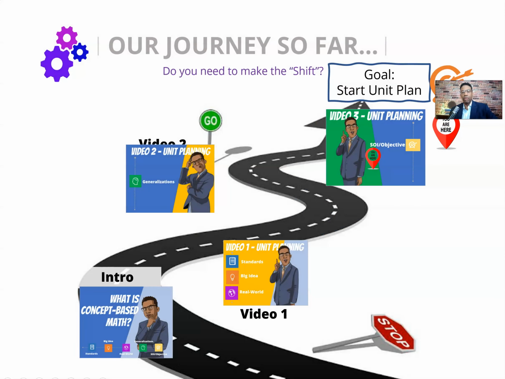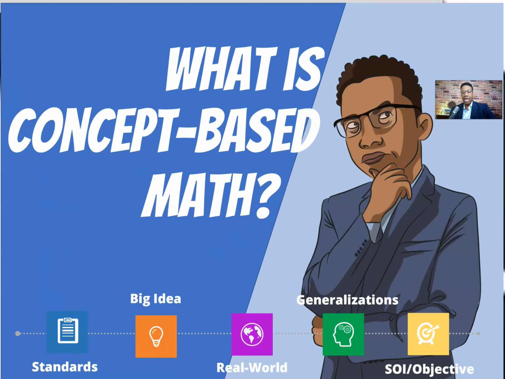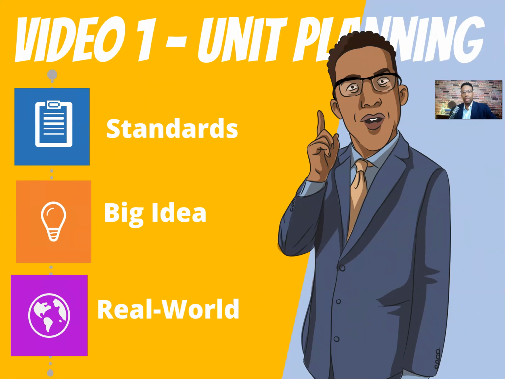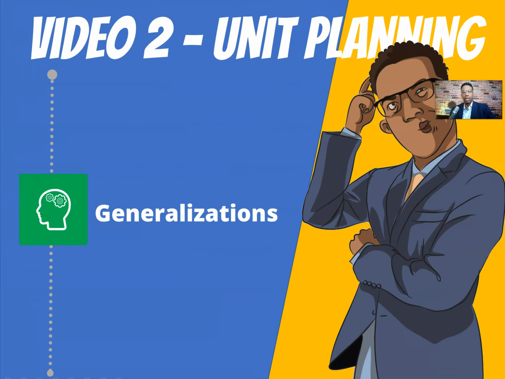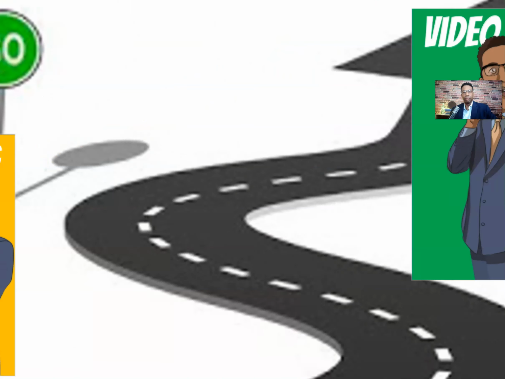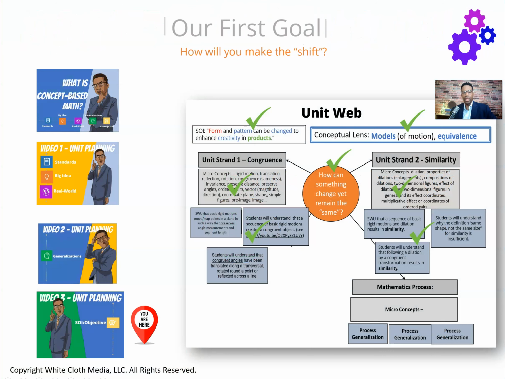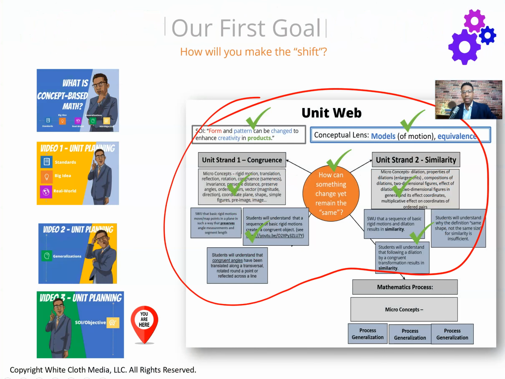All right, so far we've covered what is concept-based math. If you haven't seen that, go back and check it out. The next video we talked about unit planning or started. I introduced the first 3 steps to my 5-step process. The next video we uncovered some generalizations. And now we're in video 3 of unit planning, where we will write the SOI. And again, my goal is that you walk away with something useful to the start of a unit plan.